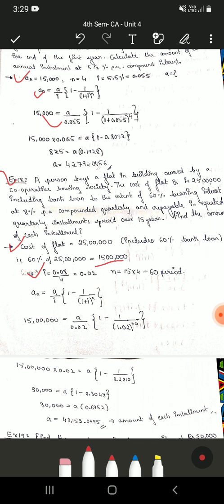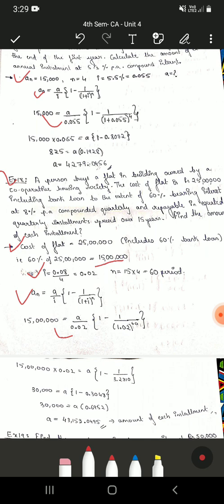For this they have given interest as 8% per annum which is compounded quarterly. So it is 0.08 divided by 4, so you get 0.02. You have to pay that installment for 15 years, and that too quarterly installments. So N equals 15 into 4, which is 60 periods. Now write the formula and solve for A. So it is 15 lakh into 0.02 equals A into 1 minus 1 divided by 1.02 whole raised to 60.